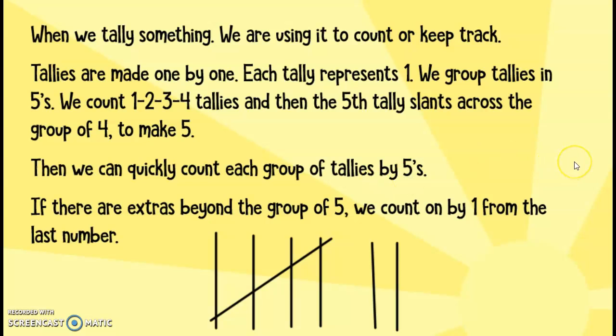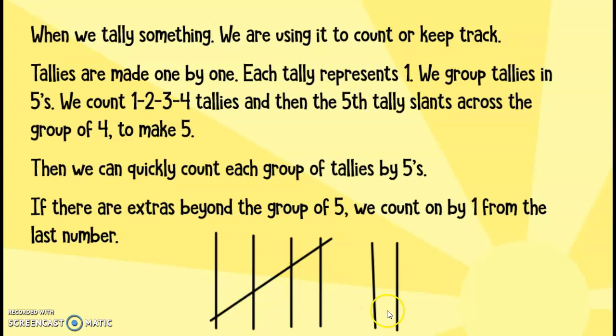When we tally something, we are using it to count or keep track. Tallies are made one by one. Each tally represents 1. We group tallies in groups of 5, like you see here. We count them 1, 2, 3, 4, and then the fifth tally, number 5, is this one that's slanting all the way across the group of 4. So we count that by 5. Then we can quickly count each group of tallies by 5s.